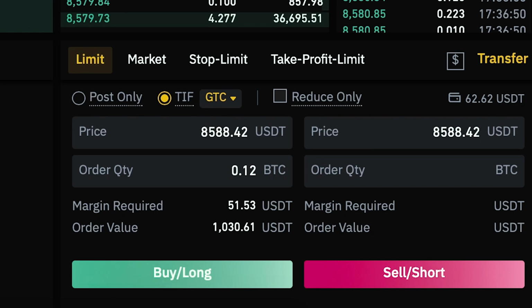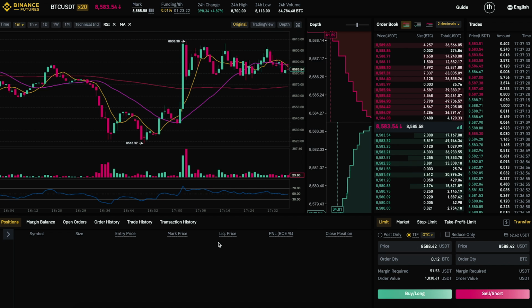So I have $62.62 in USD Tether to trade with futures. So let's do some live trading, and let's hope I don't lose a bunch of money. And again, this is something that I do encourage you to practice with smaller amounts until you get comfortable. But the idea is you are using $50 to control $1,000 worth of Bitcoin. So imagine you're using $500 to control $10,000 worth of Bitcoin.